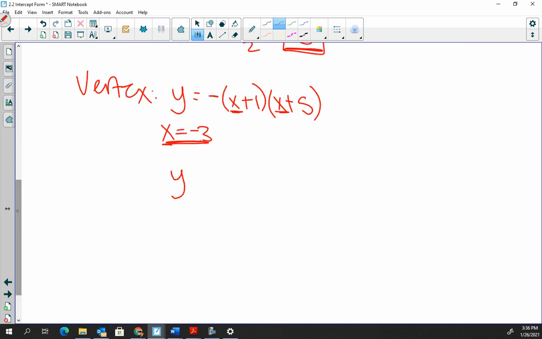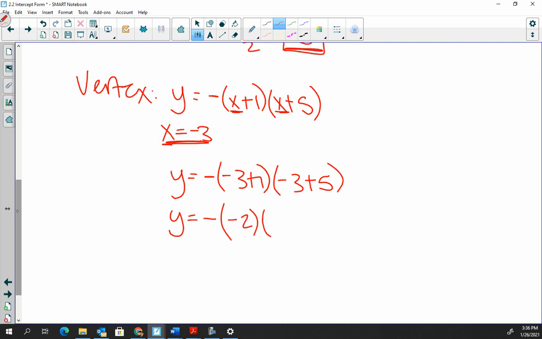Y equals negative. X becomes a negative 3. X becomes a negative 3. And now I just need to simplify this. So we think orders of operations. We always take care of what's inside of parentheses first. That negative sign in front hasn't changed at all. Haven't touched that yet. Negative 3 plus 1 gets me negative 2. And negative 3 plus 5 gets me positive 2.